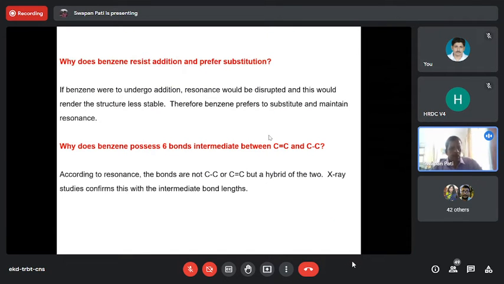For example, why does benzene resist addition and prefer substitution? If benzene were to undergo addition, resonance would be disrupted, and this would render the structure less stable. Therefore, benzene prefers to substitute and maintain resonance. Benzene possesses 6 bonds intermediate between C double bond C and C single bond C. According to resonance, the bonds are not single bond or double bond, but a hybrid of the two. In fact, X-ray studies were done and showed that all bond lengths are same.